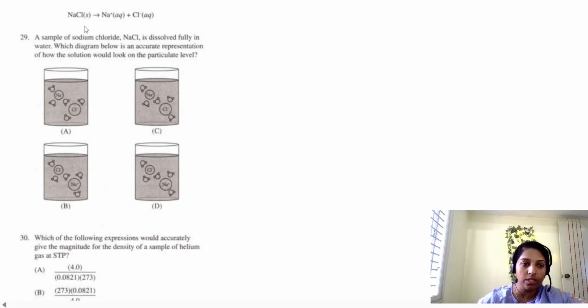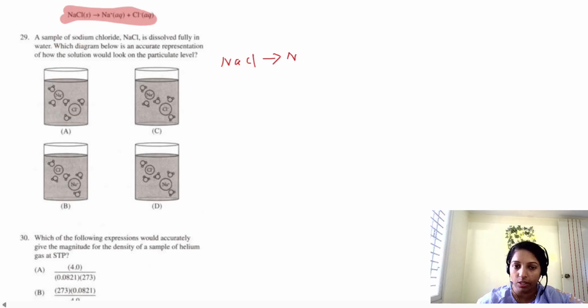Okay. So the next question: NaCl turns into Na+ and Cl-. A sample of sodium chloride, NaCl, is dissolved fully in water. Which diagram below is an accurate representation of how the solution would look on the particulate level? Particulate diagram they were asking. So the main point: when NaCl dissociates in water, it dissociates into Na+ and Cl-. Which one is smaller and which one is bigger? That's the first question. And they are associating with the water. Which atom of water is associating with which ion? That's the second point, correct?